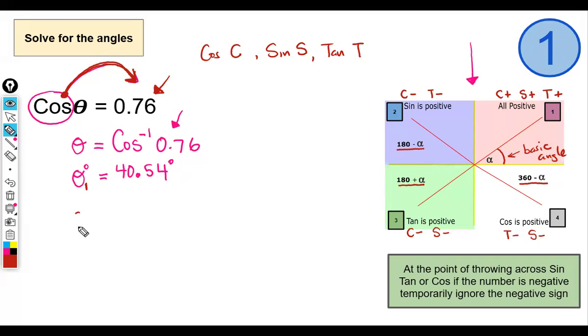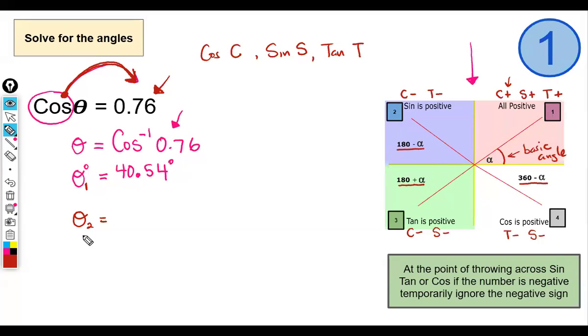To get our second answer, we have to go to the chart and say two things. It's a cosine question and it's a positive question. We all know in quadrant 1, cosine is positive. In fact, everybody is positive. But in which other quadrant is cosine positive? My question to you is, in which other quadrant is cosine allowed to be positive?